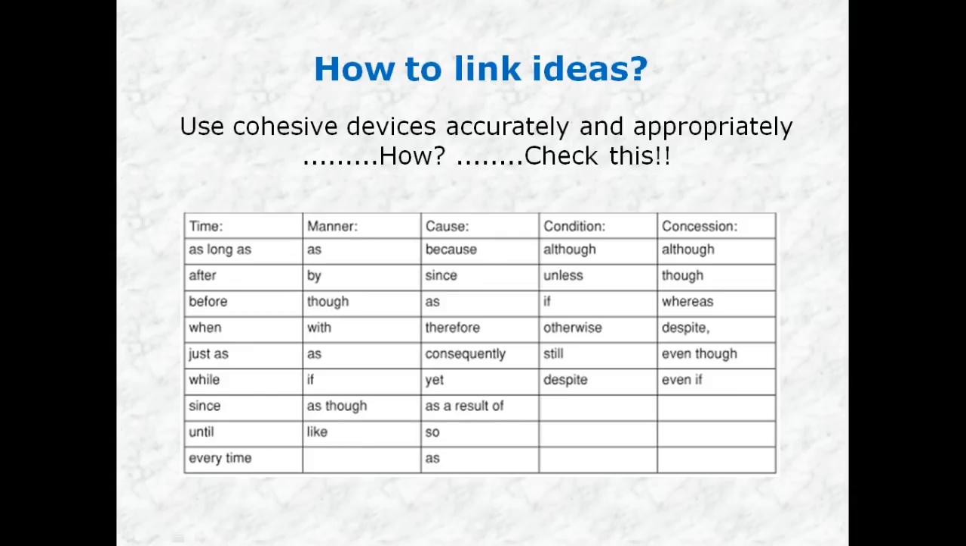Then comes how to link the ideas by using cohesive devices. You can see n number of cohesive devices in the table, representing time, manner, cause, condition, and concession. Whenever you are discussing time, use as long as, after, before, when. When discussing manner, use as, by, though, with. When explaining the cause of any factor, use because, since, as, therefore. And when applying conditions to your sentences, use cohesive devices like although, unless, if, otherwise, still, despite.